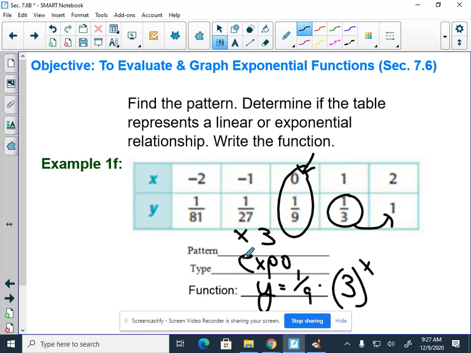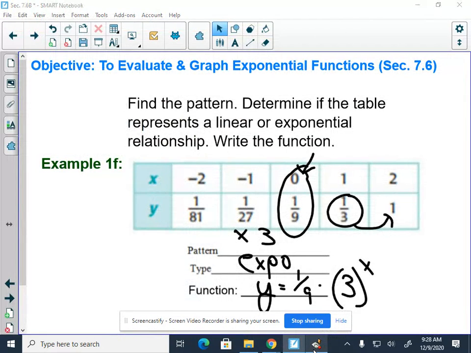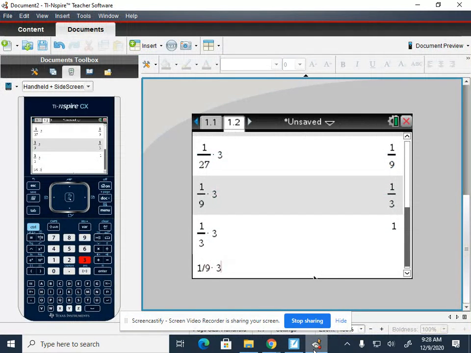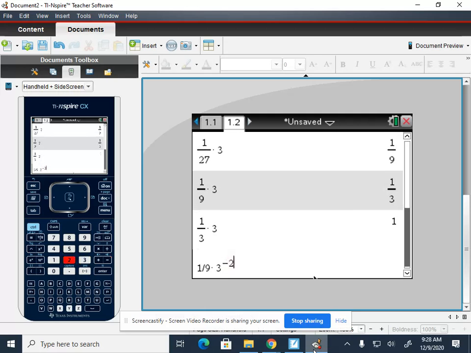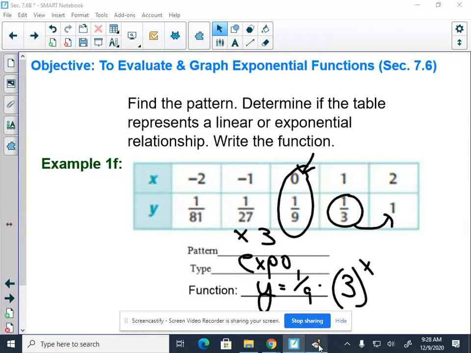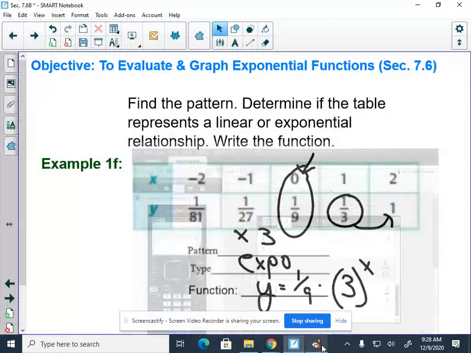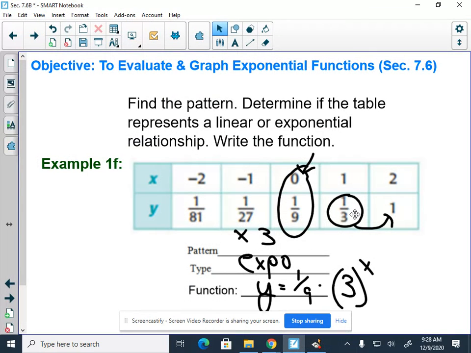Now what we did on the first one, I haven't done that since the first problem. So I want to try it. I want to see if I got this right. I want to go 1/9 times 3 raised to, then I want to put one of the numbers in, -2. At -2, it should be 1/81. Okay? I'm going to put in 1, see what happens. I get 1/3. So 1, it should be 1/3. They should work out if I've written the correct equation.